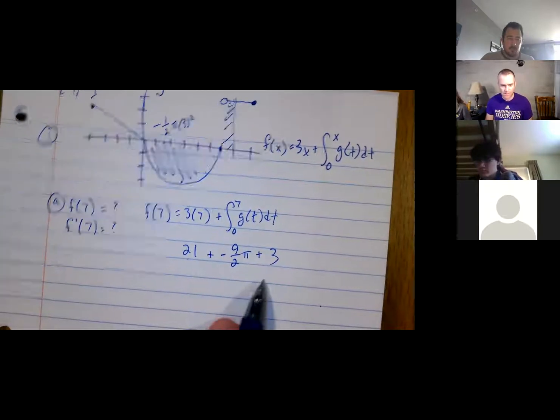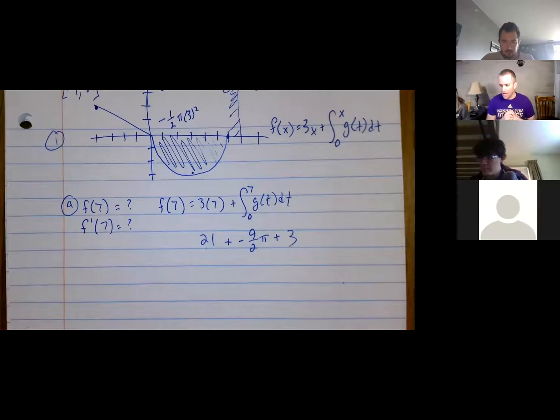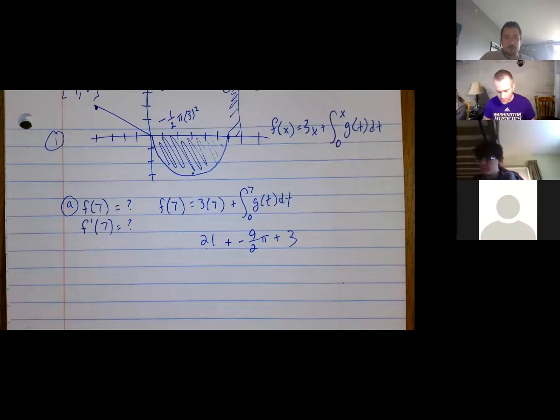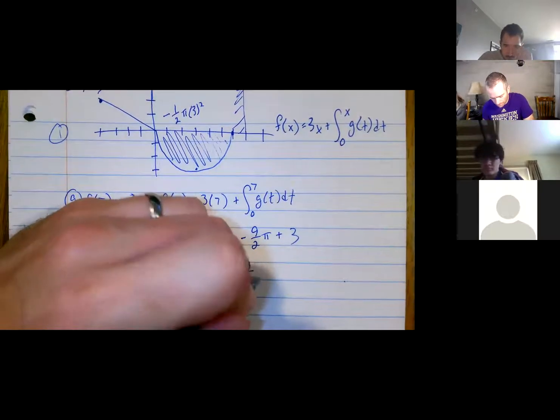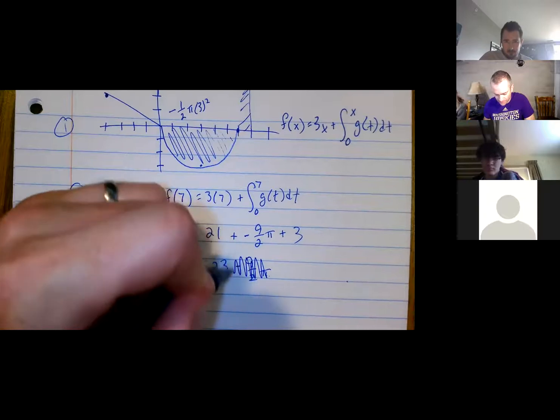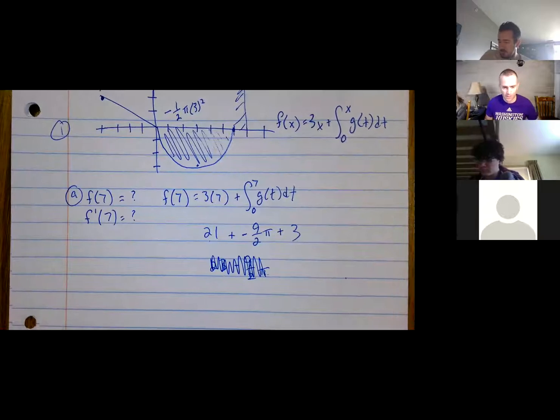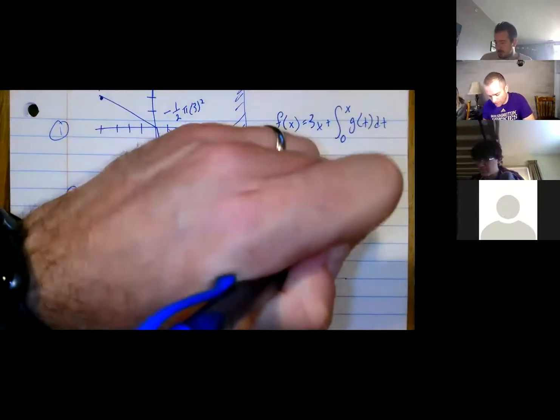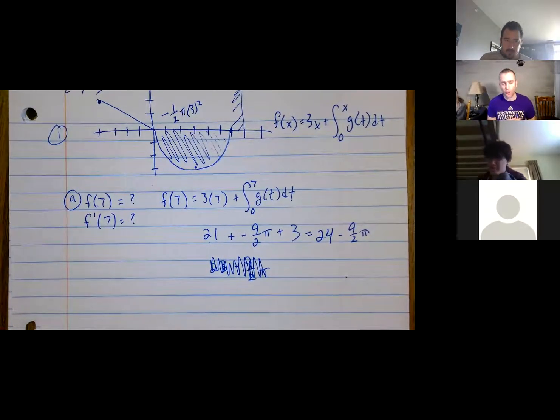Once again, I've said this so many times on these live meetings: do not simplify. You don't have to simplify. Amazingly enough, one of you had this, and then on the line below it, you wrote this. And guess what? You now don't get the point for this question. If you would not write this, then you get the point. So 21 minus 9/2 pi plus 3, obviously 24 minus 9/2 pi is the correct answer. That is worth 1 point. If you have this answer, you get 1 point, and if you don't have this answer, you don't.